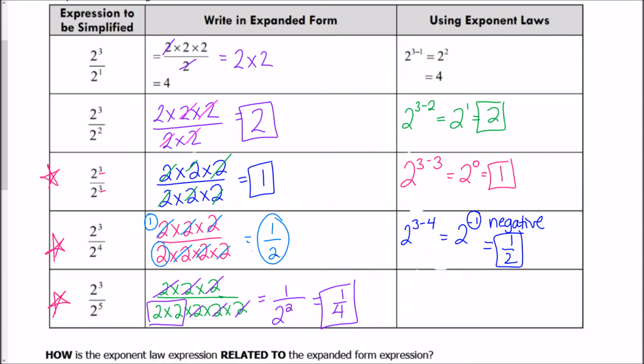So let's go ahead and do our subtraction for this one. So it's 2 to the power of 3 minus 5. So we get 2 to the power of negative 2, and if you notice, it's still a negative exponent, and we end up getting 1 over 2 to the power of 2, or 1 over 4. So you should notice that when we have a negative exponent, it means that we have to put the base in the denominator. So that's really important.